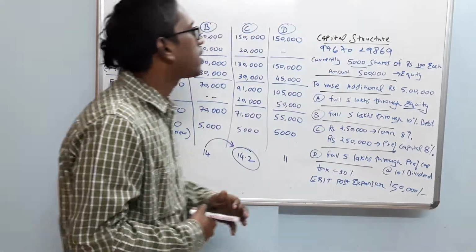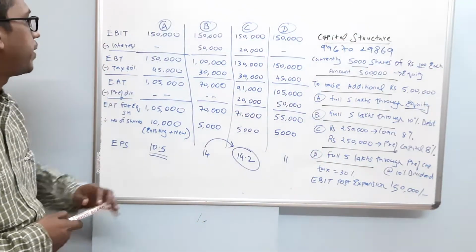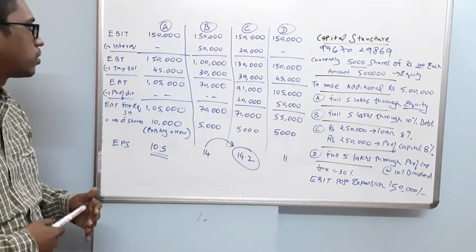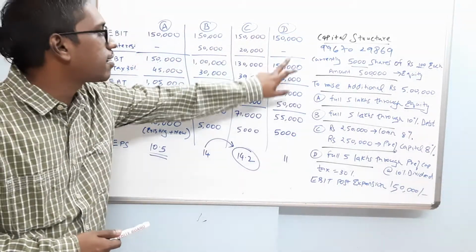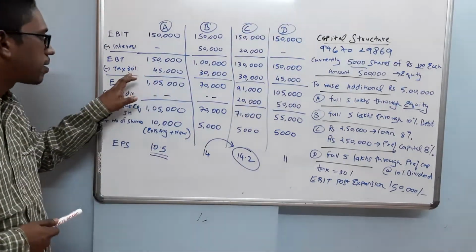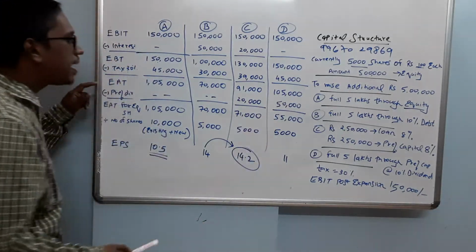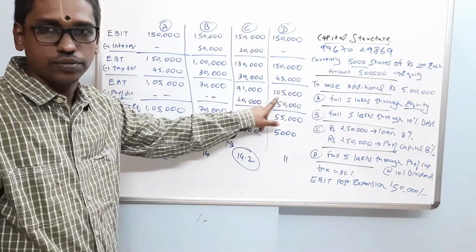So when you raise the entire 5 lakhs only through preference capital, there is no interest, because there are no borrowings. So your EBT will be the same 1 lakh 50, on which you pay 30% tax, which is 45,000. So EAT is 1 lakh 5,000.